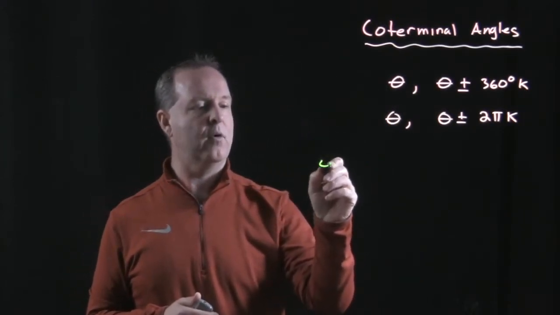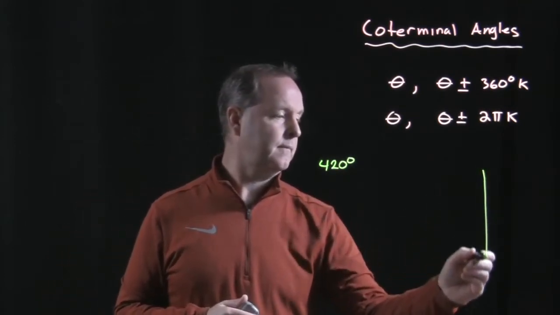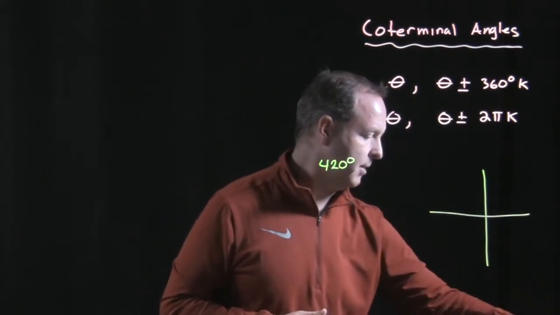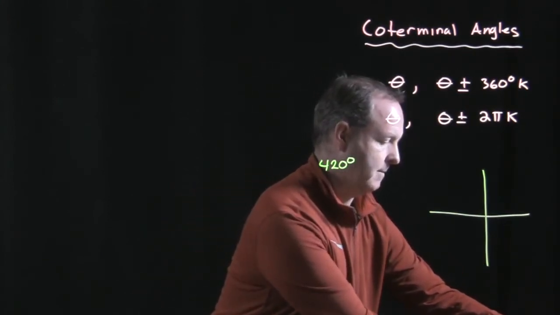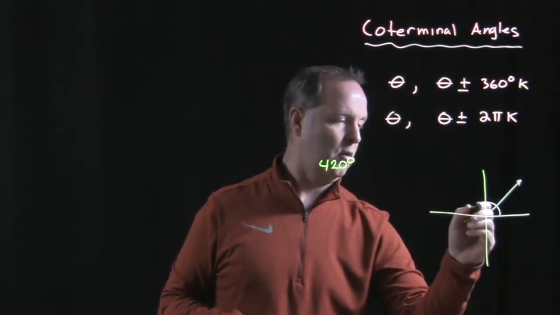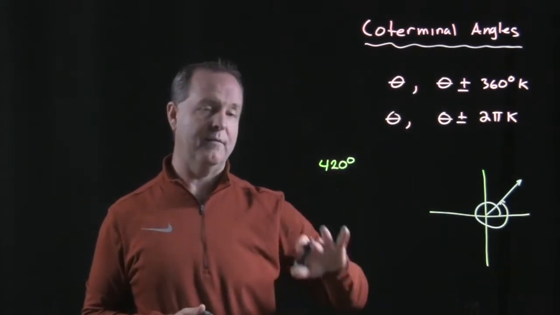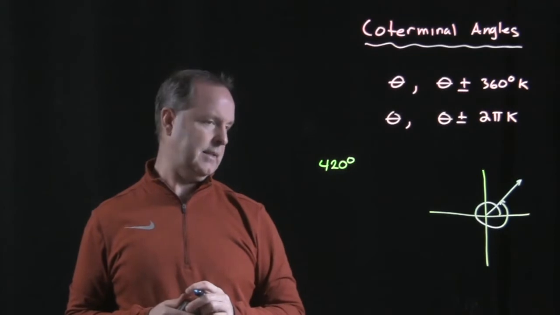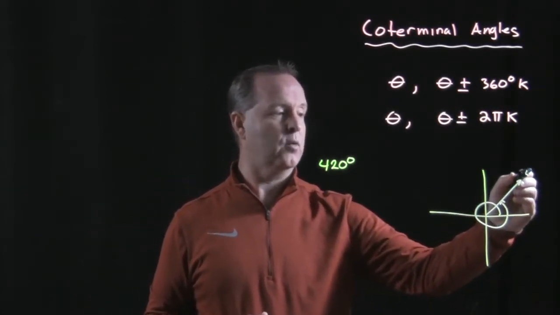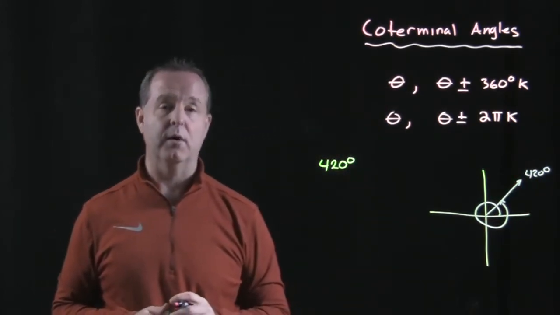So let's say that I have an angle of 420 degrees. And let's go ahead and put it in different colors so we get a sense of what's going on here. That angle is formed by going one complete rotation, revolution around, plus another 60 degrees beyond that to produce this angle. So that's 420 degrees. Well, I want to find a coterminal angle with 420 degrees.